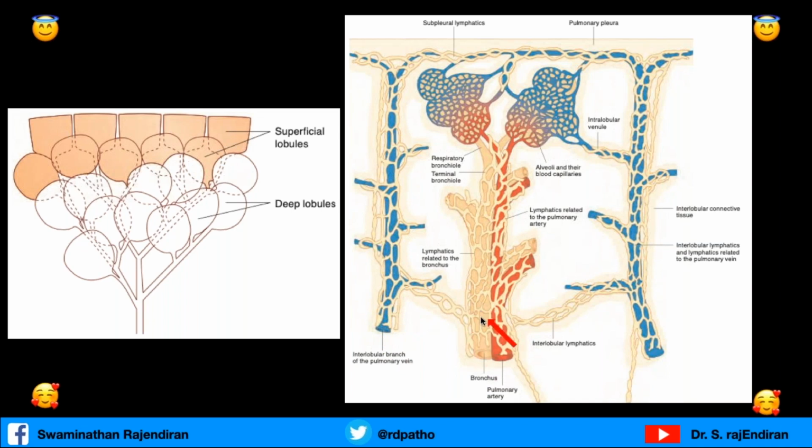Why do we have to know that? The diseases affecting the airway and the pulmonary artery occupy the central portion of the functional unit, whereas the ones that involve the pulmonary vein and the lymphatics happen in the pleura and the interlobular septa. The example is hypersensitivity pneumonitis, because the antigen comes through the airway, the fibrosis and the granulomas are seen in the center. Whereas sarcoidosis predominantly affects the lymphatics and the venous system, so they happen in the pleura and the interlobular septa.